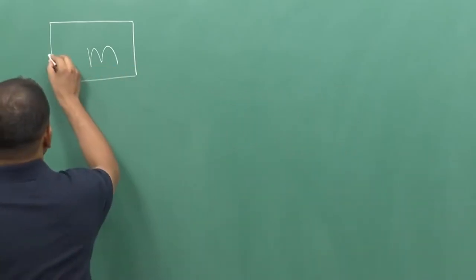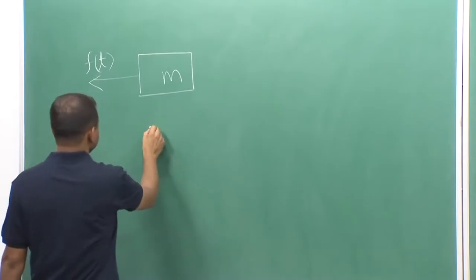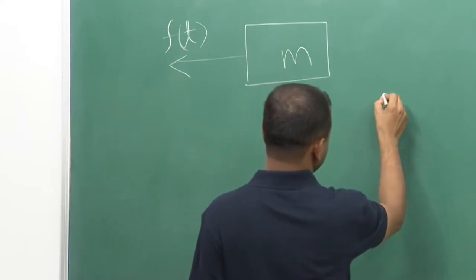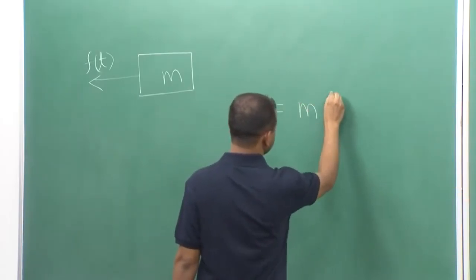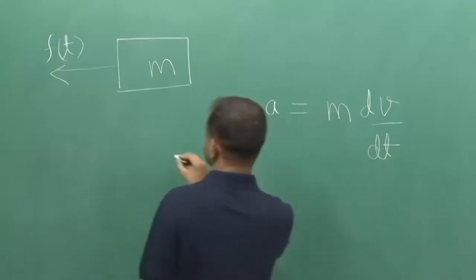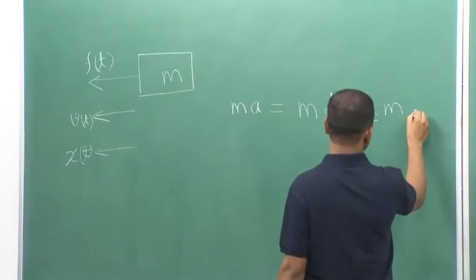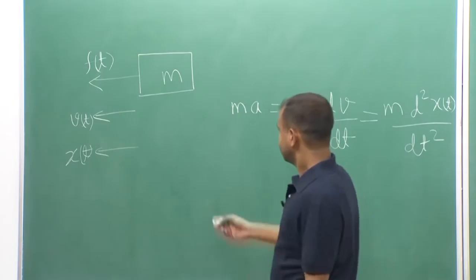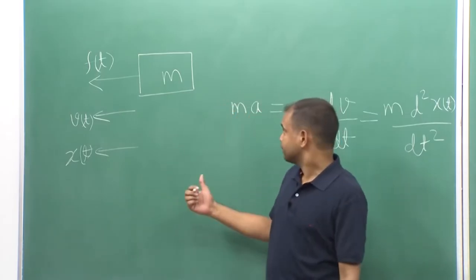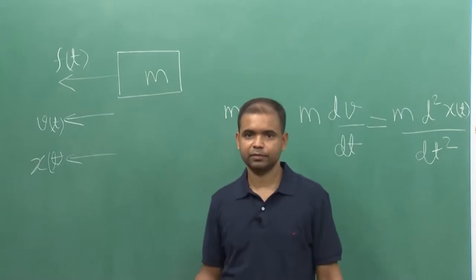Suppose we are applying a force F(t) here. There will be an inertial force realized on this mass, and from Newton's second law we can write mass into acceleration, or m dv/dt, if this is v of t. Or in terms of displacement, this is x of t, and this is equal to m d square x of t by dt square. This is conservative in nature. Basically, it stores the kinetic energy of the system, and we can retrieve all the energy without any loss.